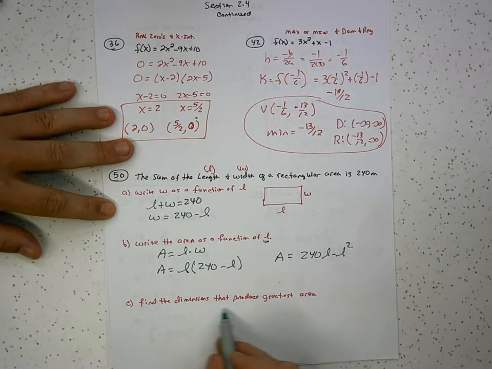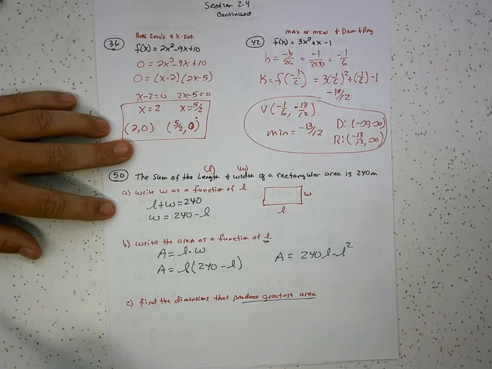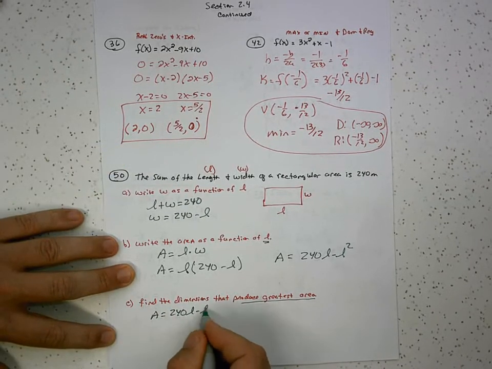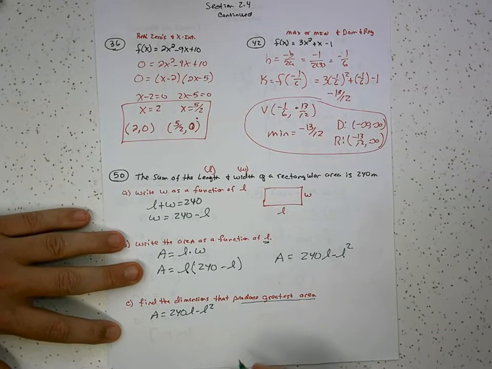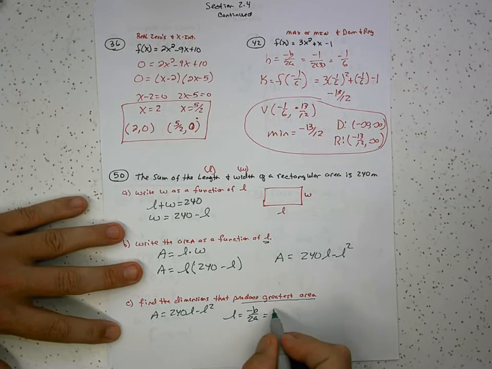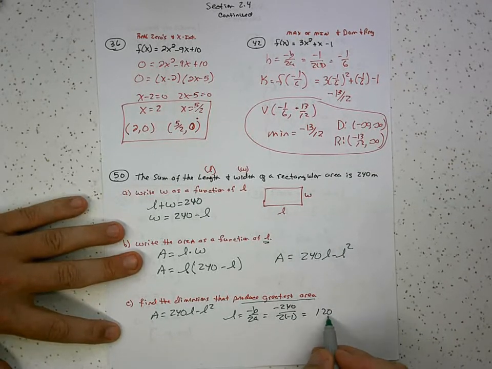Now, they want to find the dimensions that produce the greatest area. Well, the greatest area is nothing more than either a maximum or a minimum. So all I have is I have this equation, and I want to find the dimensions or the L value that gives me the greatest area. Well, L has to equal to minus B over 2A. There's B, negative 240, over 2 times negative 1 is 120. So L is 120. I plug it back in up here, and I find out that W is 120.